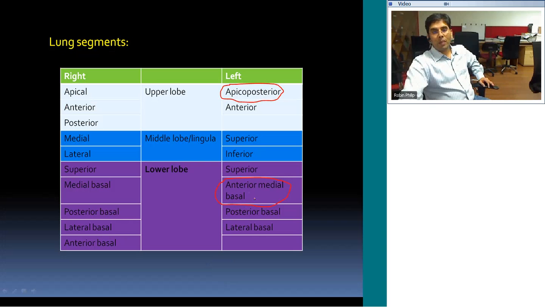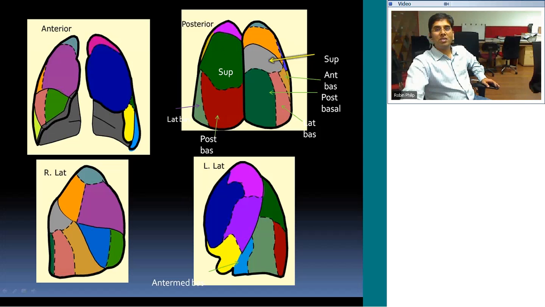Each segment will have its own bronchus and pulmonary artery branch. In the middle lobe you have the medial and lateral segments, and in the lingula the superior and inferior. So make note of this; otherwise they're pretty much the same on both sides. And then this is the diagrammatic representation of the segments on the AP view.